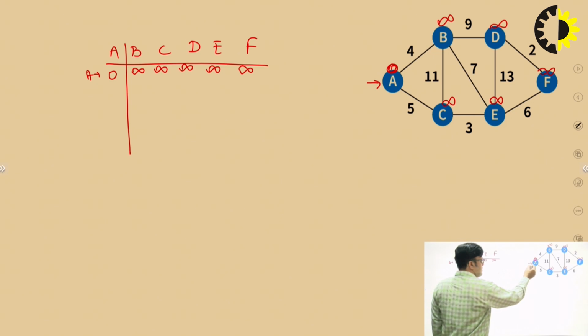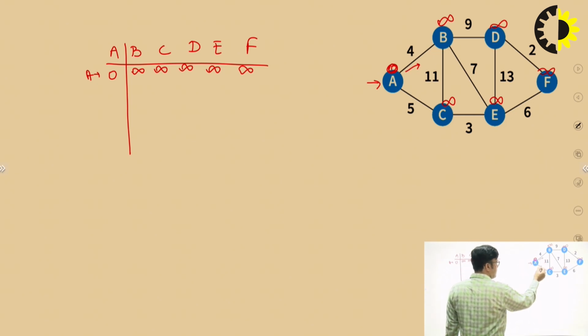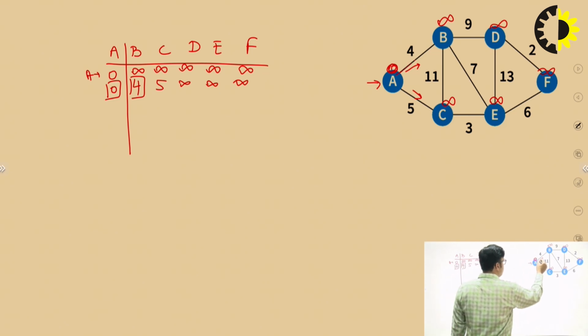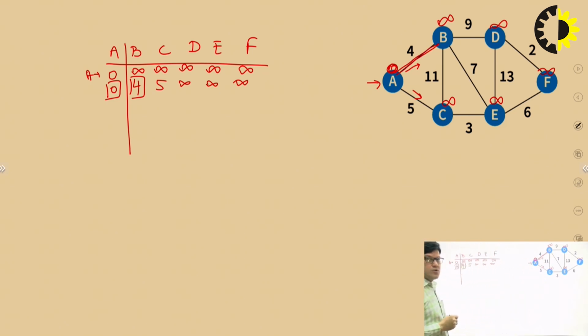Now from A I can go to B or C. A to B, the path weight is 4. A to C, the path weight is 5. In which direction do we have to proceed? The one having minimum value. So I have visited A to B. I will include this edge as part of my spanning tree. Now I am at B.